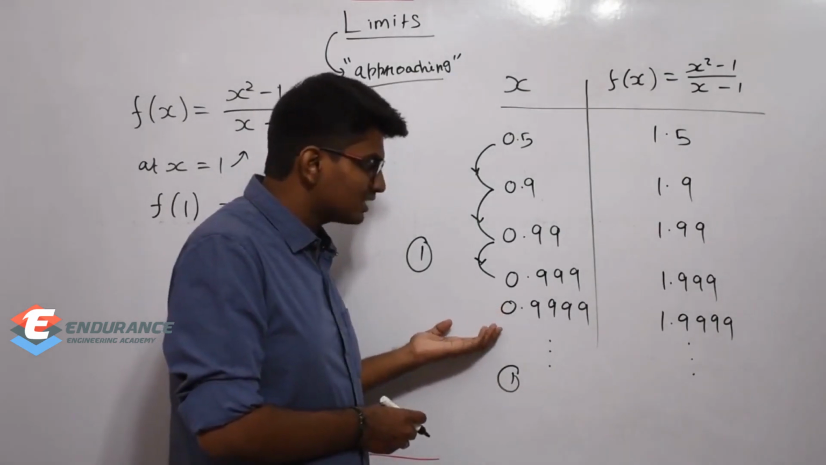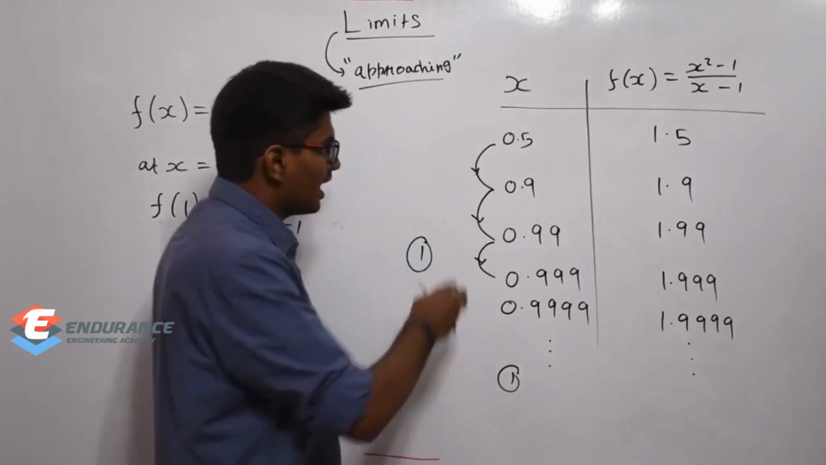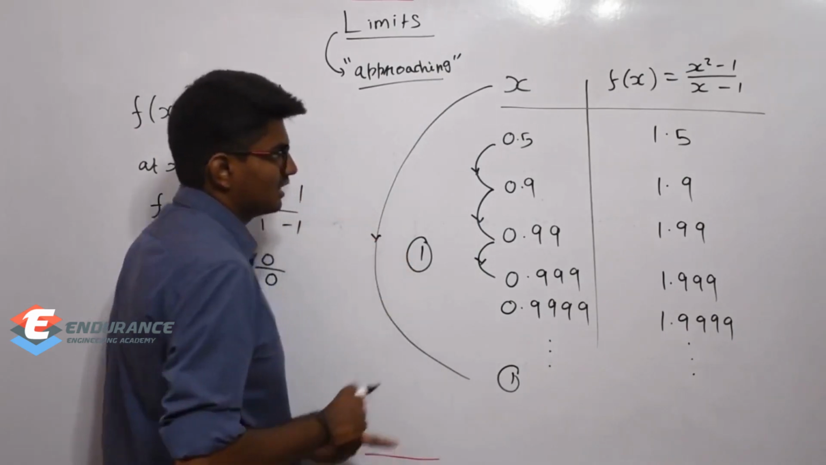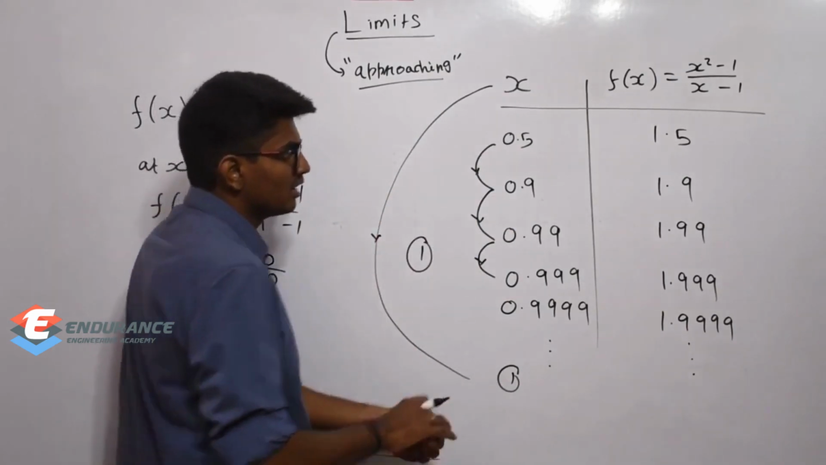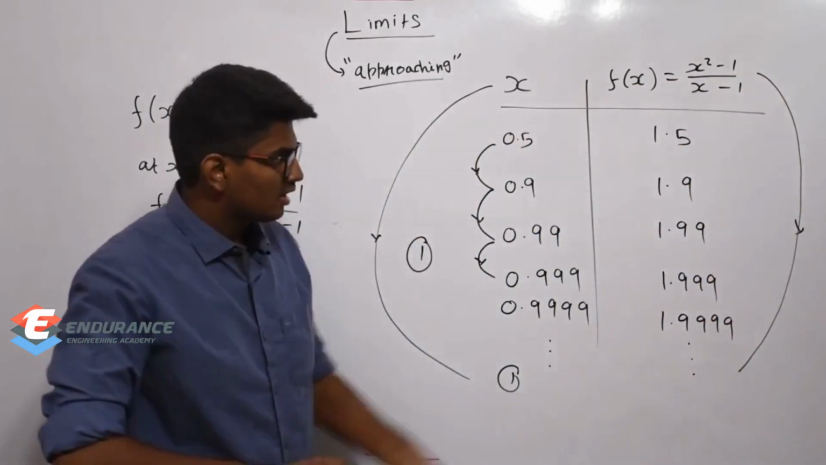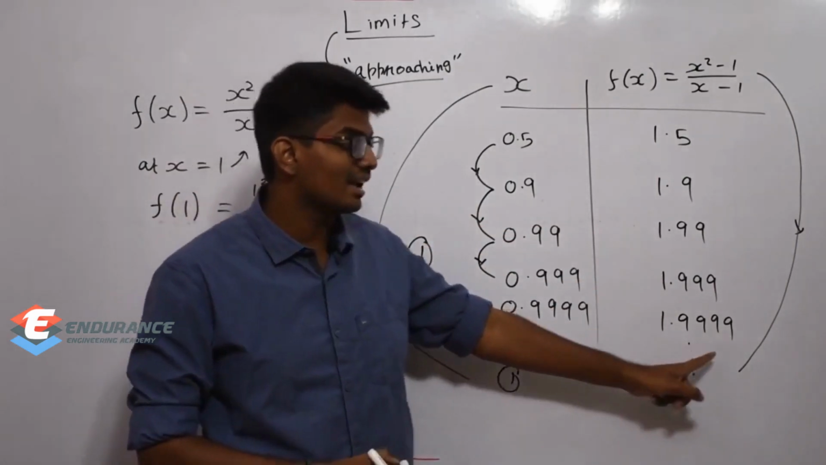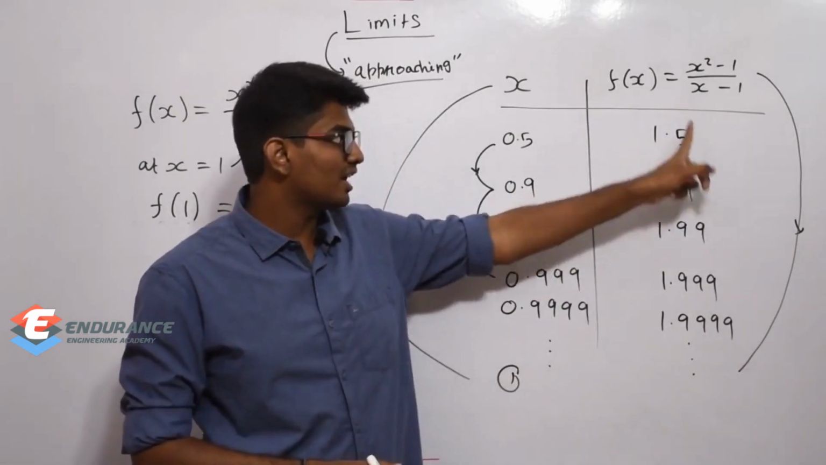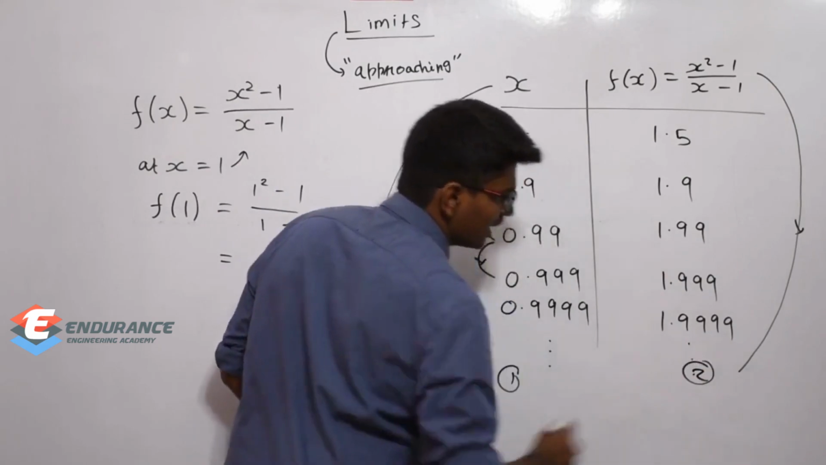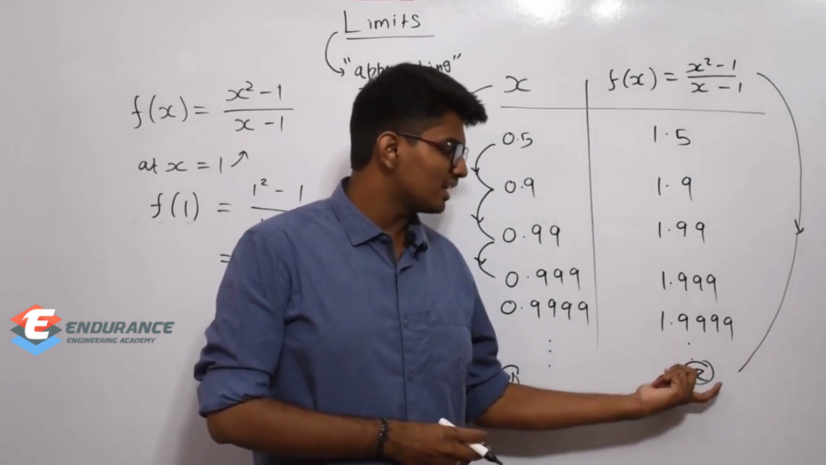If I keep on doing this, if I keep on approaching 1, what is happening to my f of x value? As x keeps on approaching 1, my f of x is approaching what? 1.5, 1.9, 1.99, 1.999, 1.9999, which means my f of x is approaching some value. That value is 2, right? 1.999 is what? Approximately equal to 2.